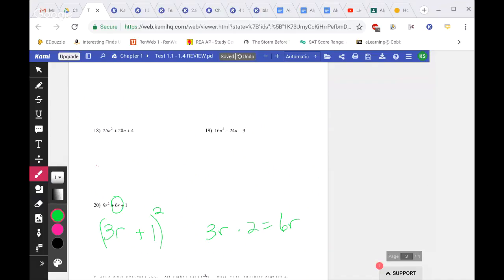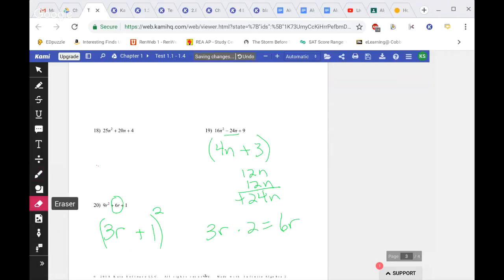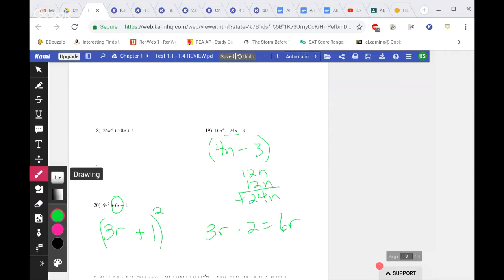Just to confirm, on this one up here, 4n, if I would have put plus 3, I would have ended with a positive 12n and a positive 12n, which is 24n with a positive, and I would have been, oh, that's not right because I'm looking for a negative. So I would have known to erase that and make sure that I put a minus. Gotcha.